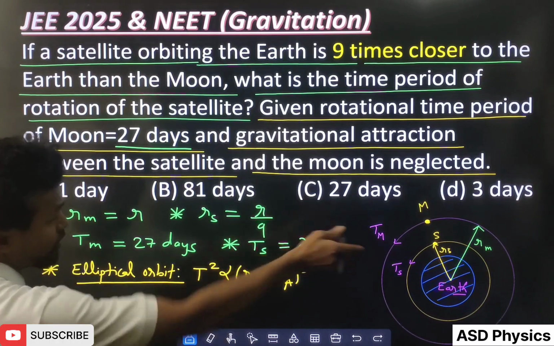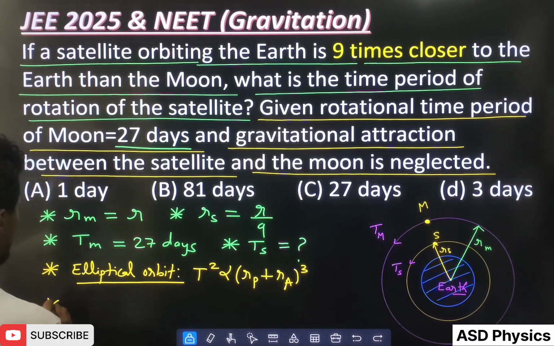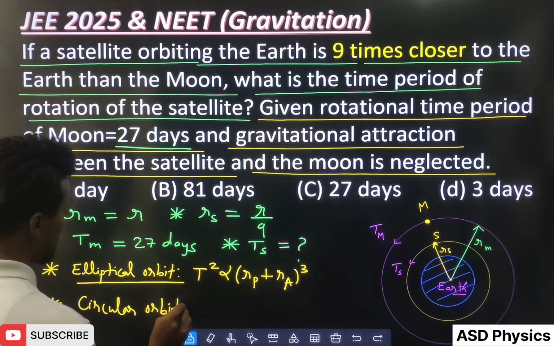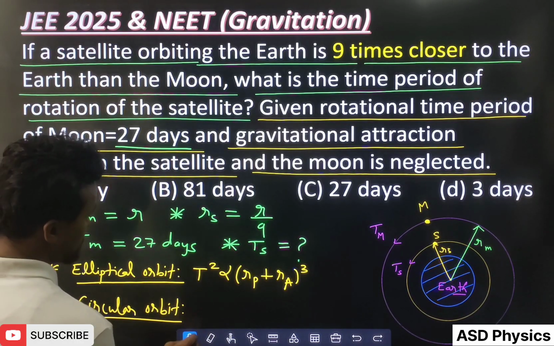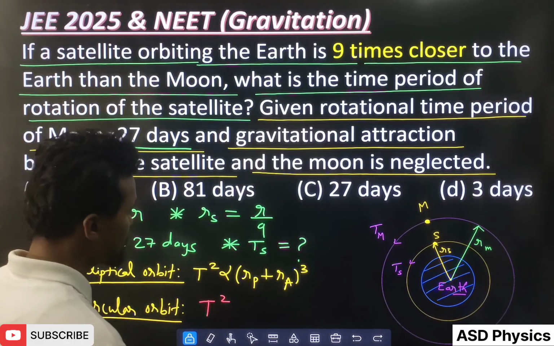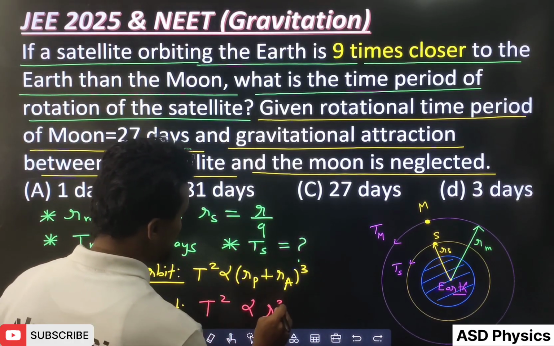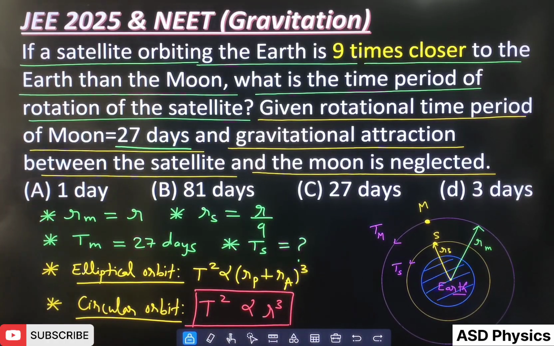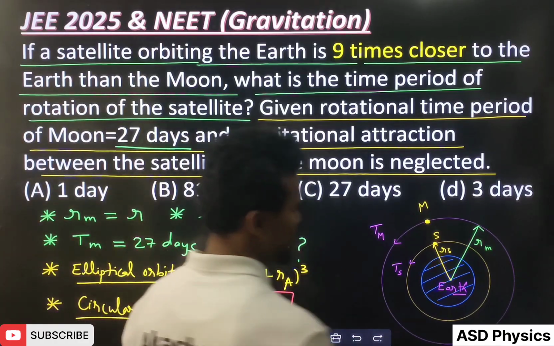But if we talk about this question, what kind of orbit is there? Here the orbit is the circular orbit. Nothing else is given, that means it is the circular orbit, and for a circular orbit the situation is very simple. In this situation the time period will be directly proportional to R cube. This formula will be used here for the circular orbit. Kindly see very well, is it? So now T square is directly proportional to R cube, no?